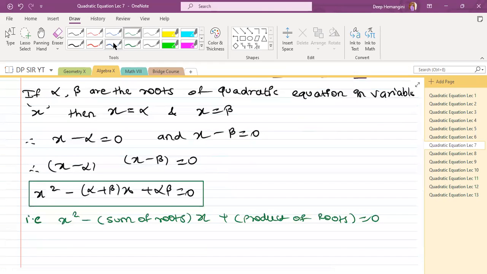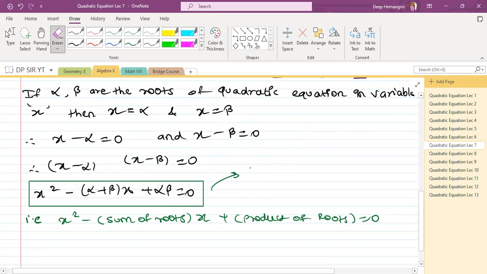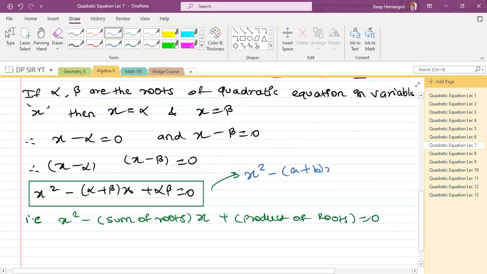If you all don't recollect the formula, pay attention on the screen. This formula was x square minus (a plus b)x plus ab is equal to 0. This was there in your grade 8. Please don't forget this part. सिर्फ a plus b के बदले हमने अल्फा बीटा यूज किया since they are the roots of the quadratic equation.